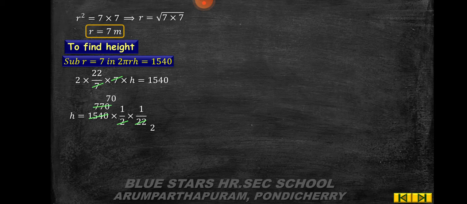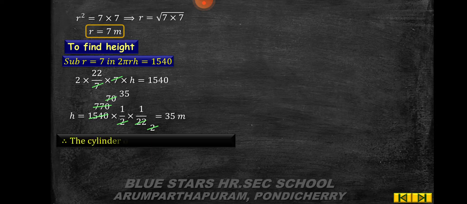You get 2 times and 70 times. Again 2 and 70 gets cancelled. You get 35 times. So the value of h is equal to 35 meter. Therefore, the cylinder has radius r equal to 7 meter and height h equal to 35 meter.